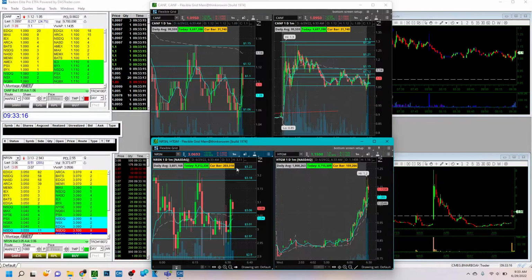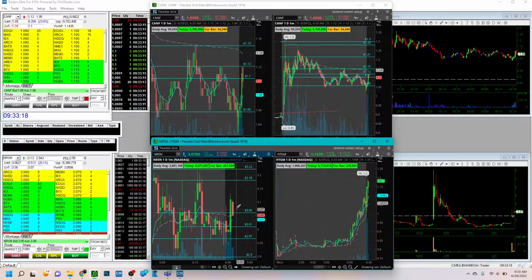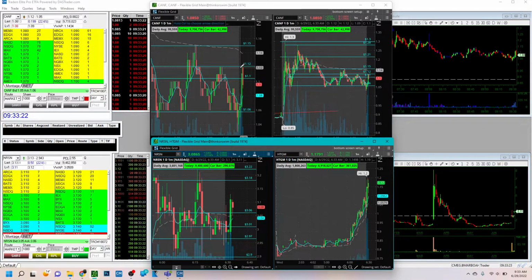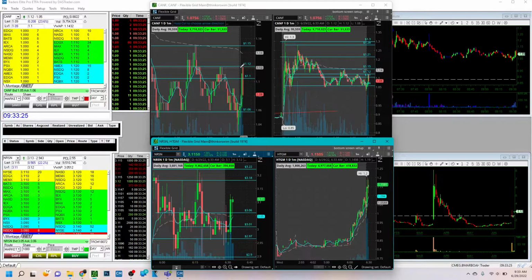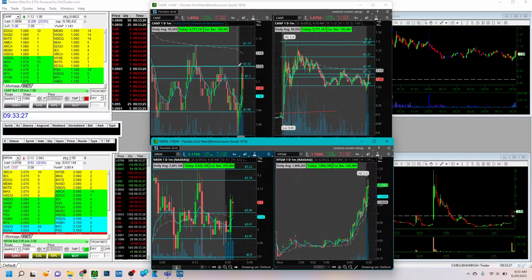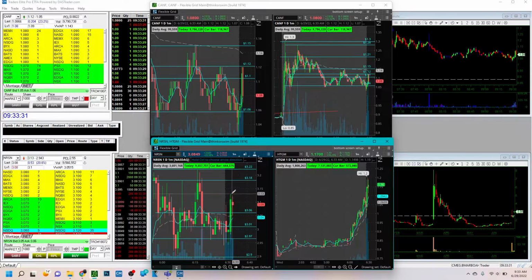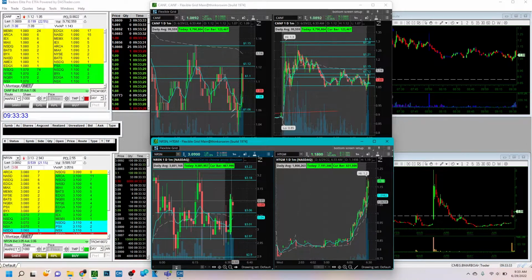Preferably, my thought process is taking a position on this one right here. I just like this play a little bit better. When we're trading stocks that are a little closer to $1, it kind of sketches me out. But as you can see, this thing did reverse at 112. But let's take a look at how this one plays out.